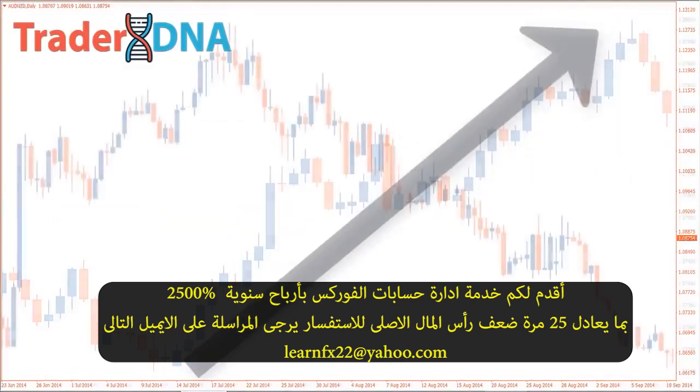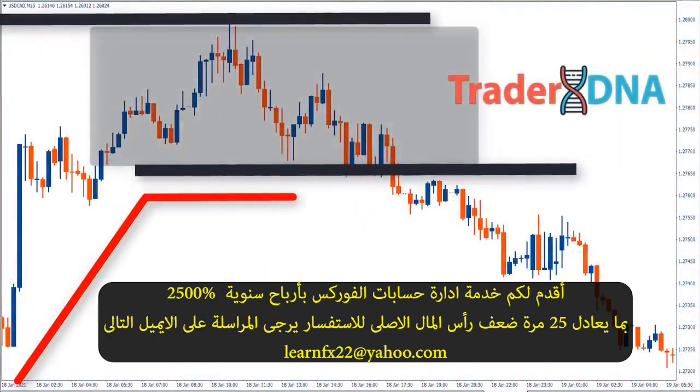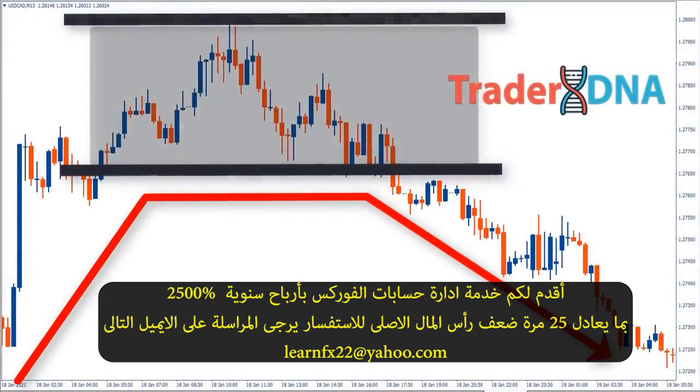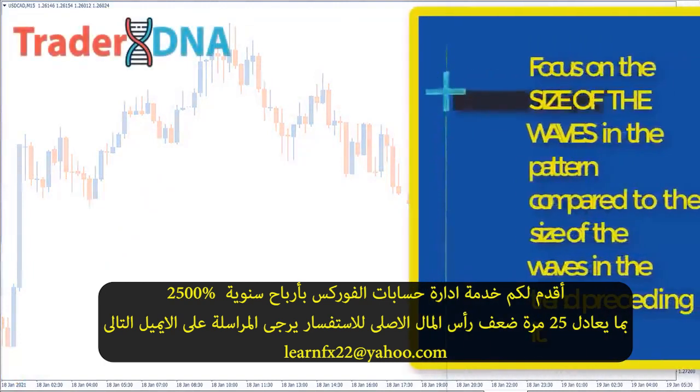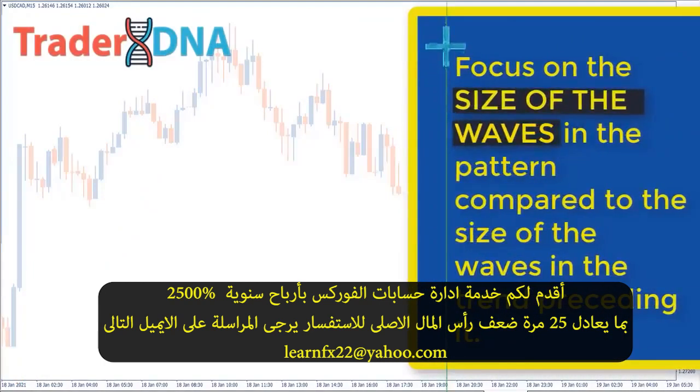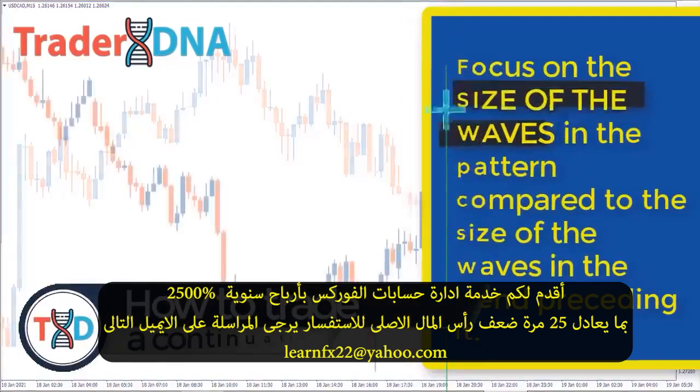A reversal pattern is larger and more forceful. It shows an overall transition from uptrend to downtrend, or vice versa. Focus on the size of the waves in the pattern compared to the size of the waves in the trend preceding it. How to trade a continuation pattern.